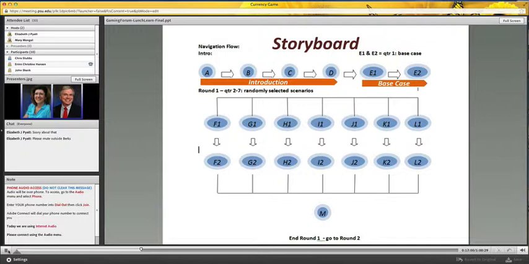In this case, the base case relates to the first quarter of a 2-year business contract into which the learner will enter. Now, after that first quarter of round 1, the next scenario that will happen is randomly selected. So the order of the learner's path is not always the same every time that they play the game.